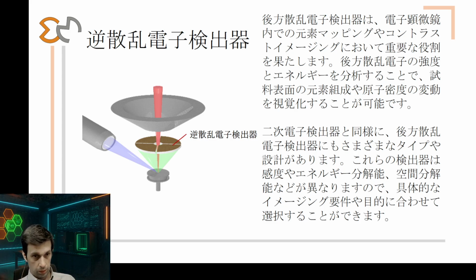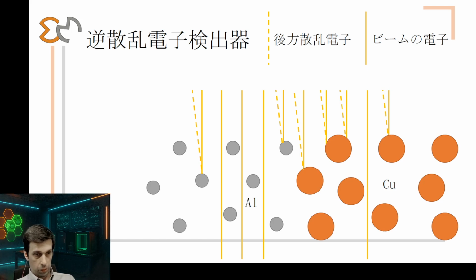And this is because of this, basically. If we have a sample which is made of aluminum and copper, and we have two different regions, we will see that there's a higher chance for electrons to be backscattered when they hit copper with respect to when they hit aluminum. This is because the size of the nucleus of copper is much bigger than the size of the nucleus of aluminum. So it's probability. There's a higher probability for an electron to be backscattered from copper than from aluminum.